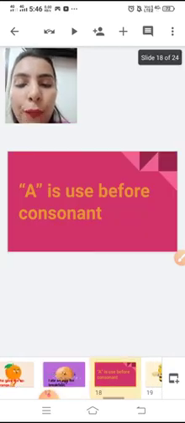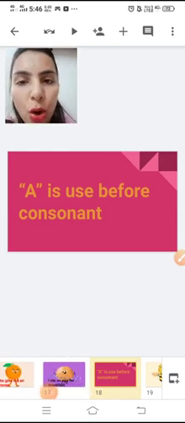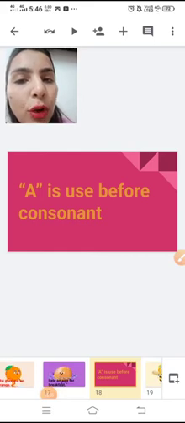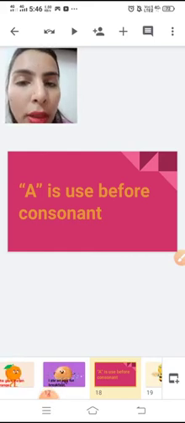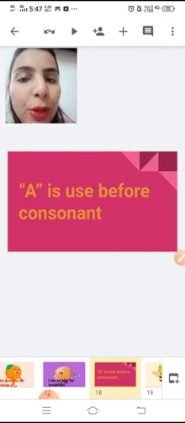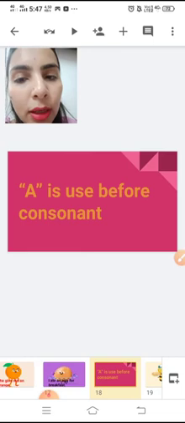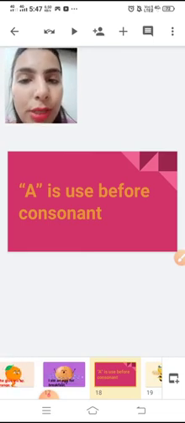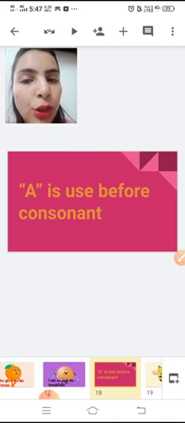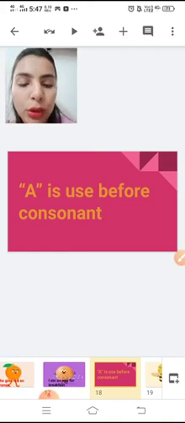Now we see the use of A. A is always used before a consonant. What are consonants? All the letters of the English alphabet except the vowels are consonants, like B, C, D, F, G, H, and so on. These are all letters which are not vowels, and they are called consonants. So we always use A before the consonants.